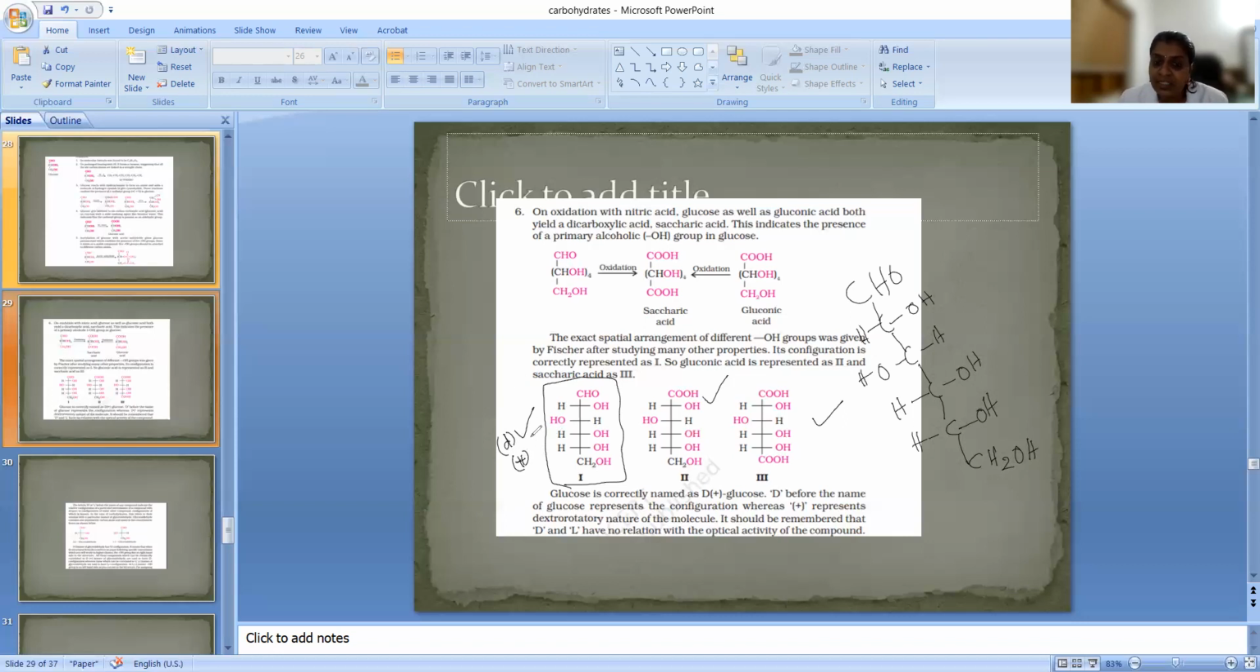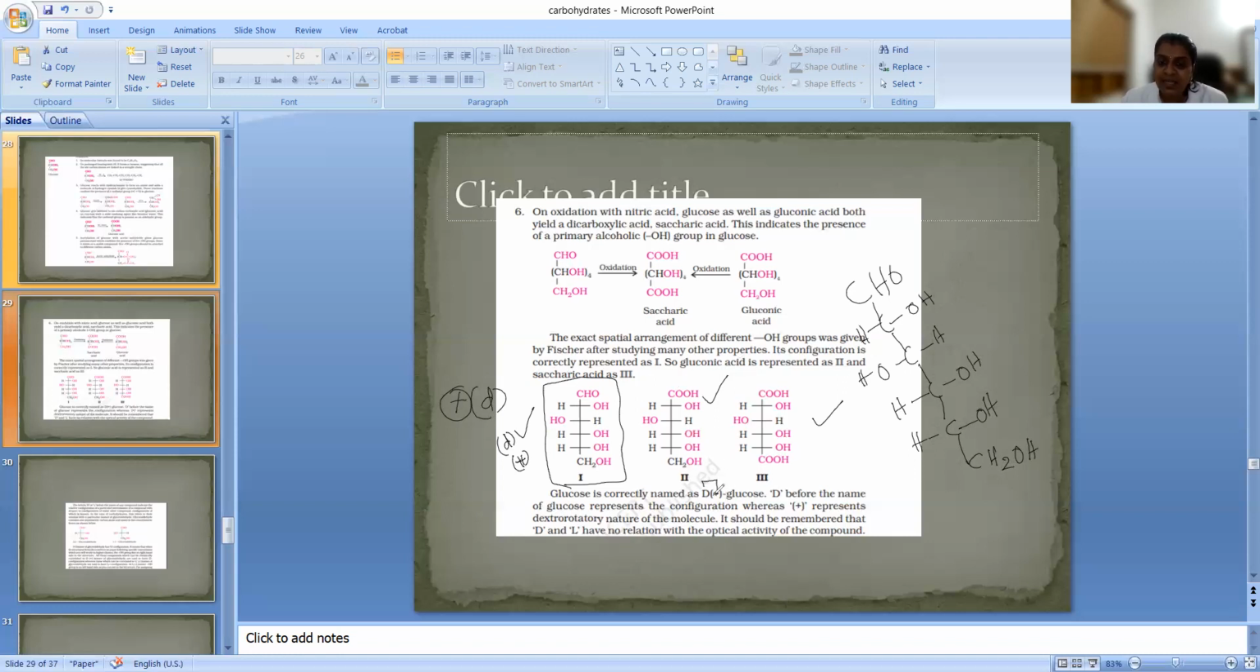When plane polarized light is passing through this glucose solution, it will rotate the plane of the polarized light to the right. It is dextrorotatory. That is why it is indicated using a plus sign. Or we will sometimes indicate using D. There is no relationship between D and plus.